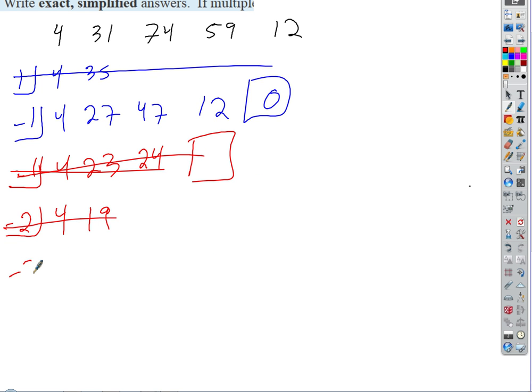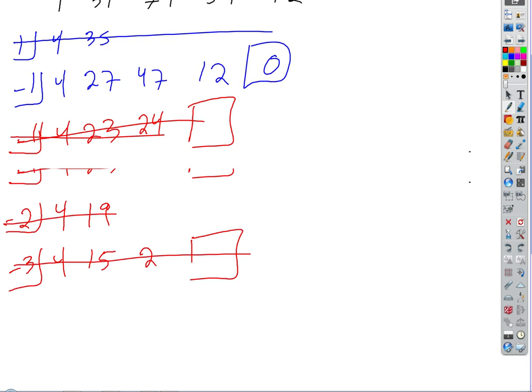-3, how about? So let's see, we're working from this row. So 4, what's next? So 15. So 2. Is that right? Yeah. So it's not quite going to work, is it? Okay, let's try -4.